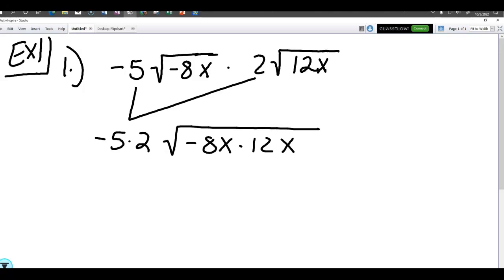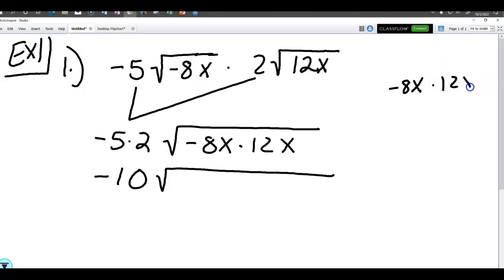Now, this number here is going to be negative 10, right? But now for this part here on the inside, you could multiply those together, but I'm going to say let's not, because we're going to have to split them up anyway, right? So let's go ahead and break these things up now. I've got negative 8x, I've got 12x.